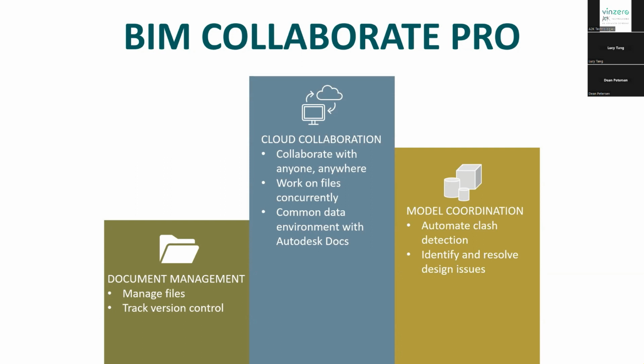Model coordination automates clash detection for files within each team, as well as any shared models between different teams. So this allows you to identify and resolve design issues before they arise in the construction phase. Autodesk Docs is surely the backbone of ACC and, by extension, BIM Collaborate Pro. Docs is where all your files are stored, and with Docs, you'll be able to manage files and track version control.